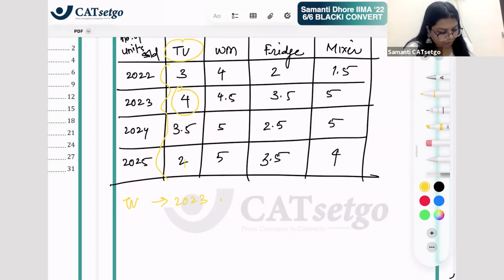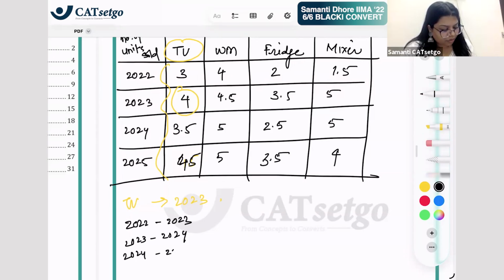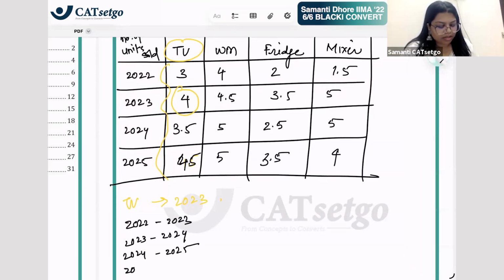Or let's say here it is 4.5. They ask you in which year the increase was highest. So you look at the increase. From 2022 to 2023, I have some increase. From 2023 to 2024, I have some increase. From 2024 to 2025, I have some increase. Okay, so this is a year-on-year increase.